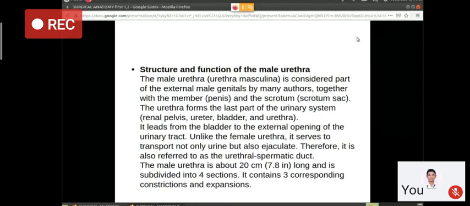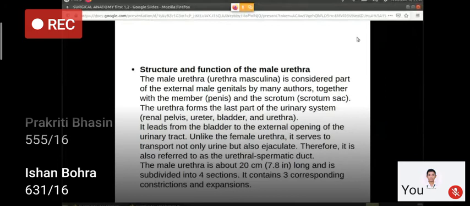Unlike the female urethra, it serves to transport not only the urine but also ejaculate. Therefore, it is also referred to as the urethral spermatic duct. The male urethra is about 20 centimeters long and is subdivided into four sections. It contains three corresponding constrictions and expansions.